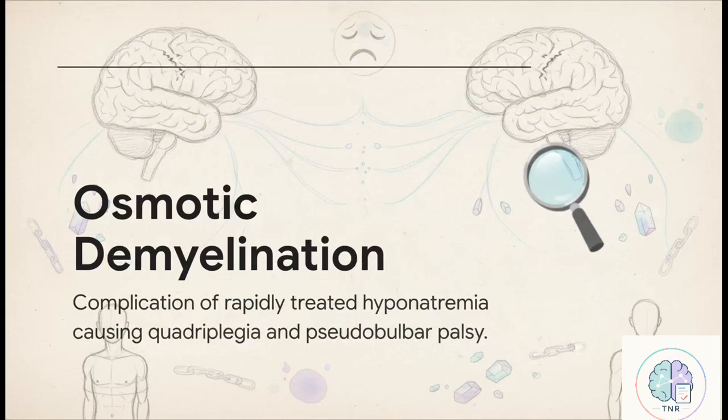Osmotic demyelination syndrome, or ODS, which includes central pontine myelinosis. It's a devastating complication caused by treating hyponatremia too rapidly. It produces an insidious onset of flaccid quadriplegia, profound mental status changes, and pseudobulbar palsy. It is literally destroying the brain's white matter.